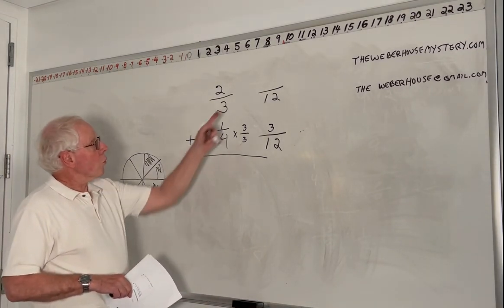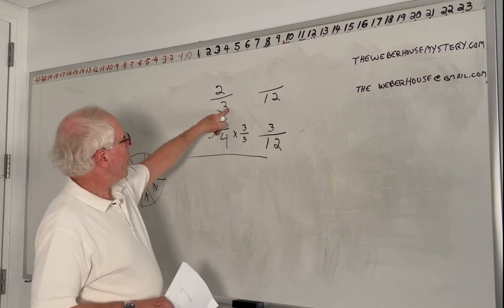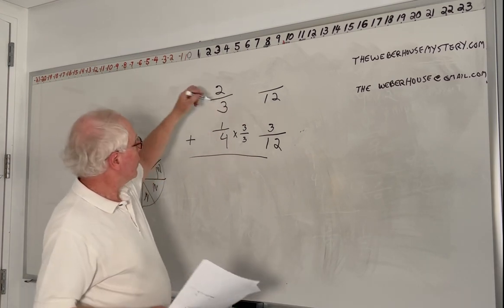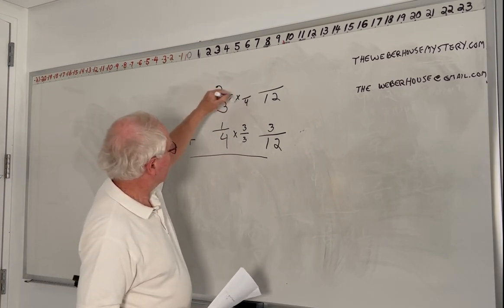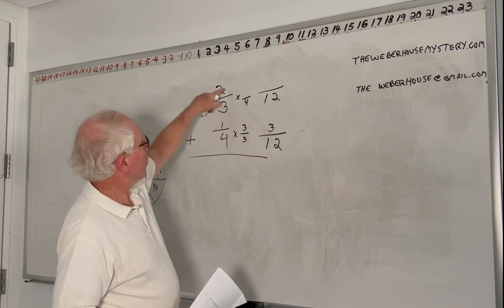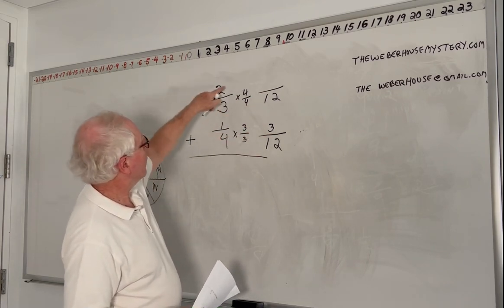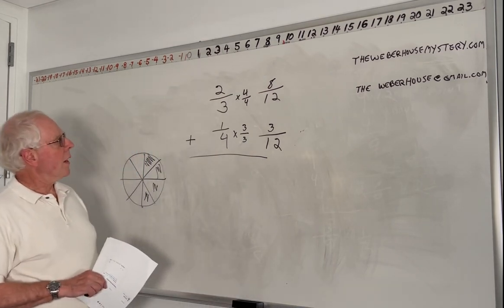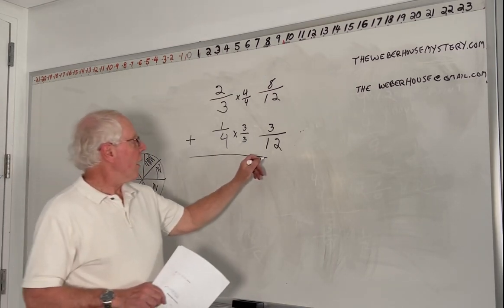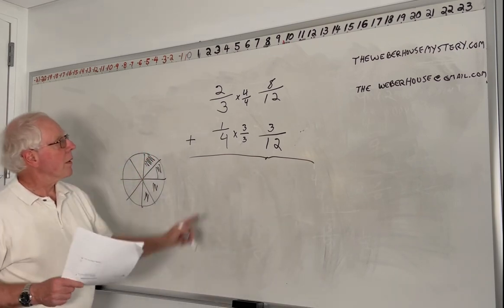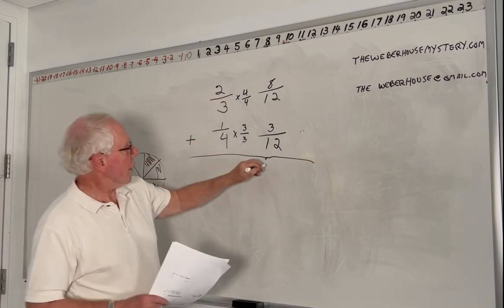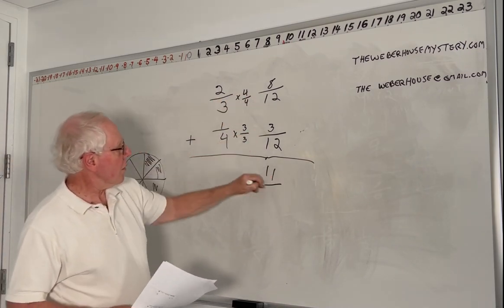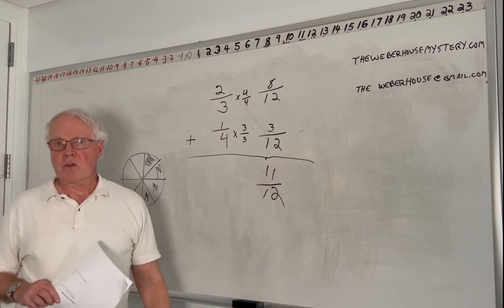Okay? We're going to do the same thing up here. What do we have to multiply 3 by to get 12? 4. 4 times 3 is 12. So we're going to do the same thing up here. 4 times 2 is 8. Okay? And now we have a common denominator, and now we can add them. Now before we know it, we can see what the answer is. It's going to be 11, because 8 plus 3 is 11. And the common denominator is 12.